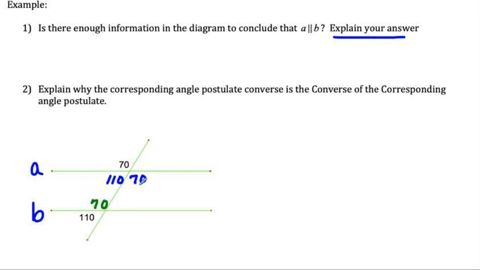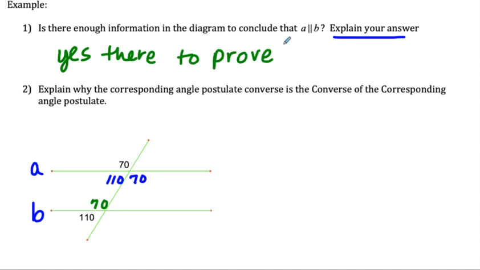So now by doing that, I have lots of different things happening here. I see that the alternate interior angles are congruent. I see that the same side interior angles are supplementary, and I see that the corresponding angles are congruent. So yes, there is enough information to prove them parallel. And you could use any one of the reasons. You could say same side interior angles are supplementary, corresponding angles are congruent, or alternate interior angles are congruent. But by doing just a little bit of work, you can actually say, yes, they are parallel.